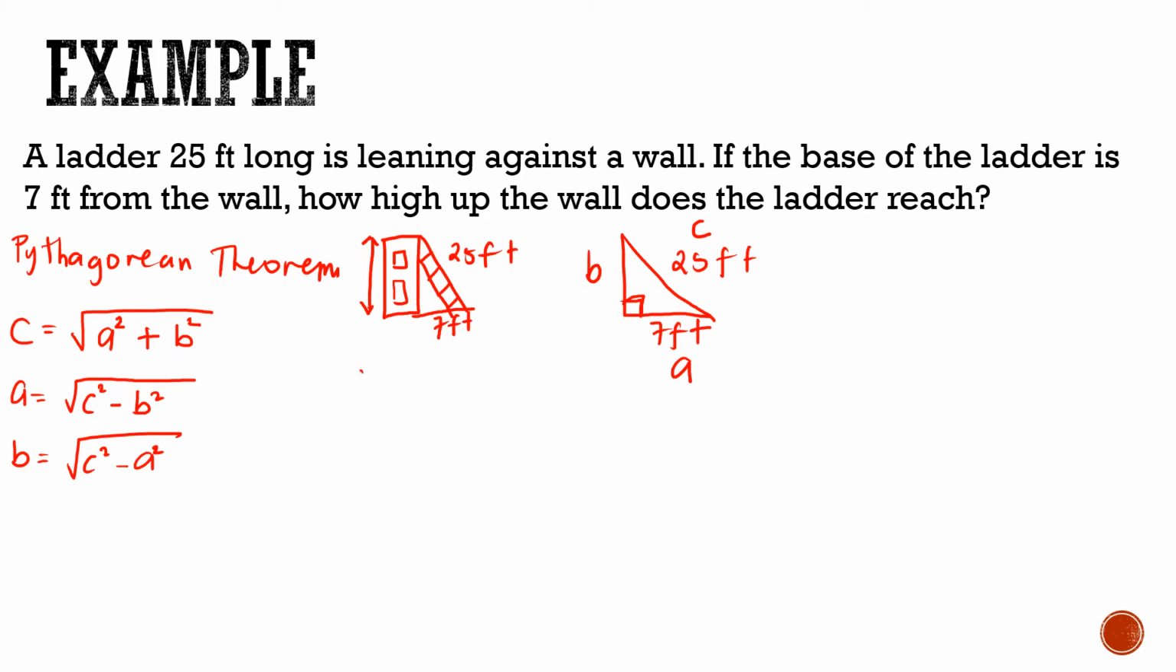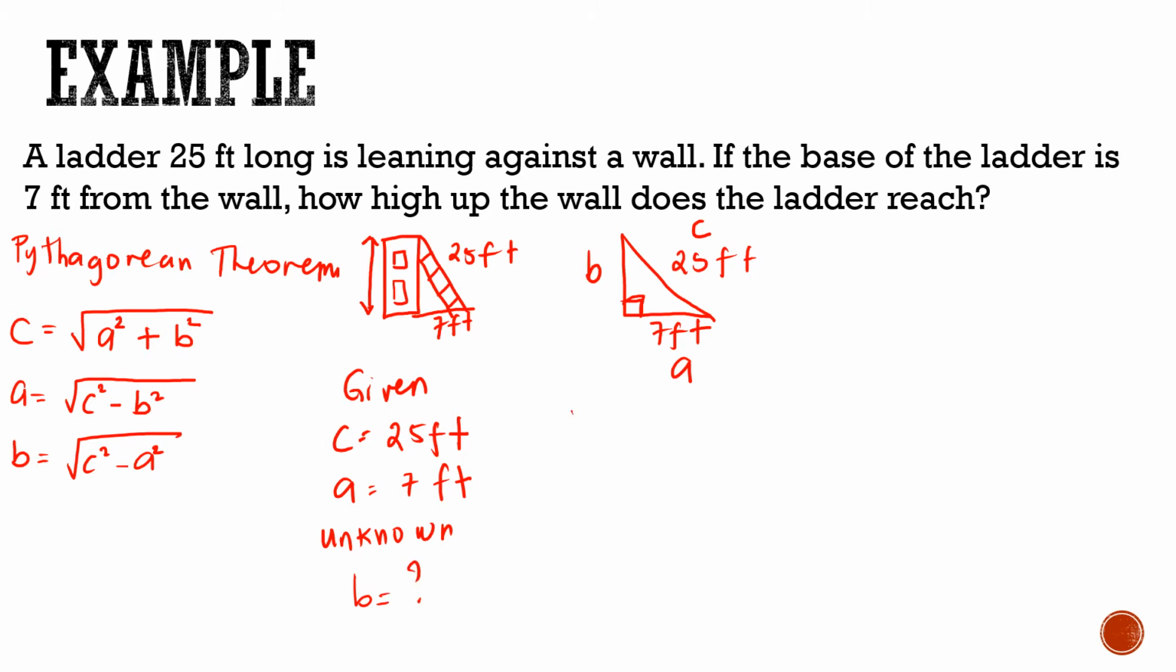Now let's have our given. In this given, the hypotenuse is 25 feet. So I can write that C is equal to 25 feet. Next is A, which is the adjacent side, which is 7 feet. Now our unknown, or what we want to find, is actually the height of the wall, which is represented as B, or the opposite side.